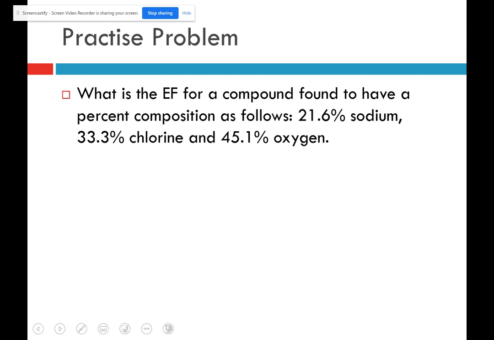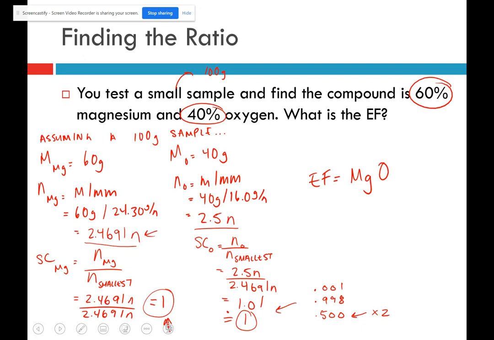Okay, let's try one more to make sure that we make sense of this. Oh, sorry, I'm going to tell you how you get marked too. On a test or a quiz or exam, how would you get marked? You're actually going to get a mark for writing that statement, assuming a 100-gram sample. So it's really important that you write that down. It is really important, okay?